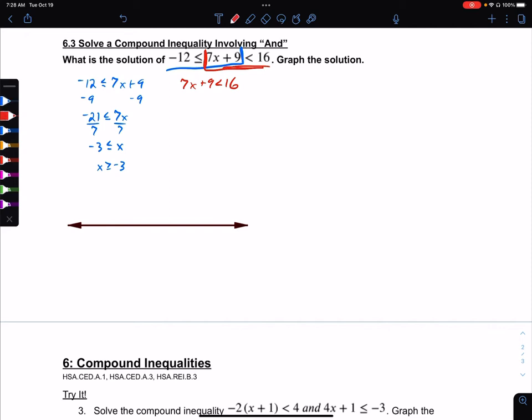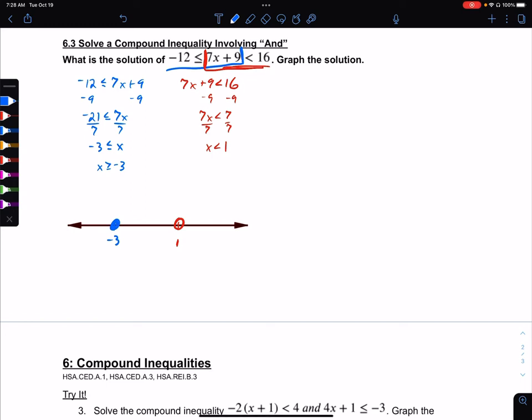Now, the next one, the one here in red, just solve as an inequality. So we get 7x is less than 7, and we divide by 7. So x would be less than 1. So I'm now going to graph this. The smaller number is negative 3, and the larger number is 1. The x is less than 1 would be an open circle, and the x is greater than or equal to negative 3 is going to be a closed circle.